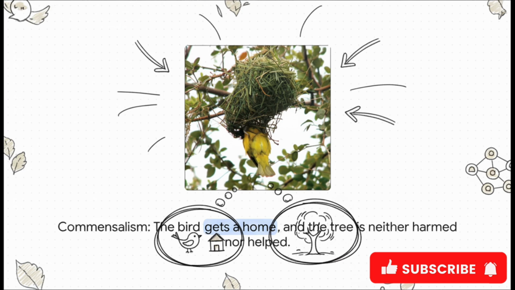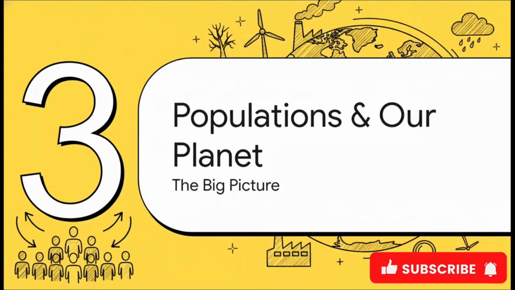Here, you've got a bird building this amazing nest in a tree. The bird gets a safe home, which is great for the bird. And the tree? The tree is neither helped nor harmed. It just doesn't care. This relationship is called commensalism, and it's just one of the many ways the web of life gets woven together.